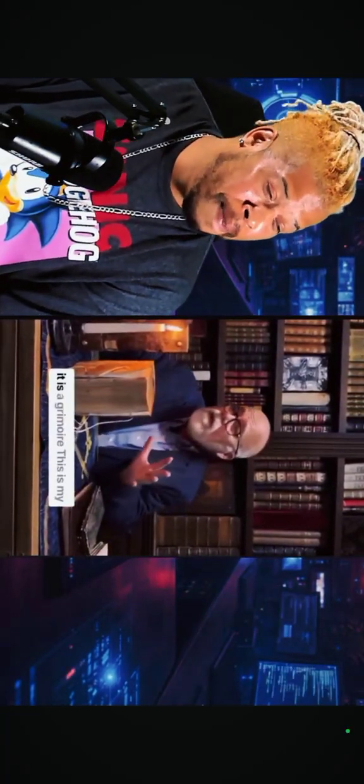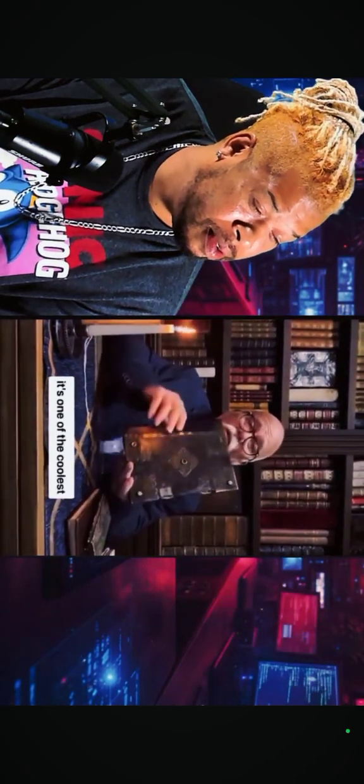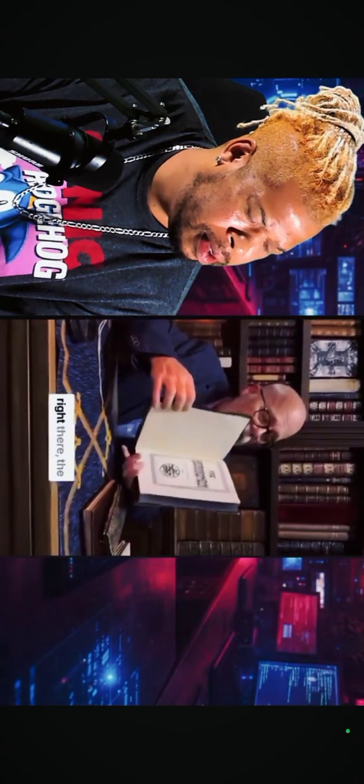So have you heard of the Necronomicon? The Necronomicon is a grimoire. This is my copy, and I personally think it's one of the coolest looking ones in the world. Now, the Necronomicon, the history on that, H.P. Lovecraft, Aleister Crowley, right there, the Necronomicon.